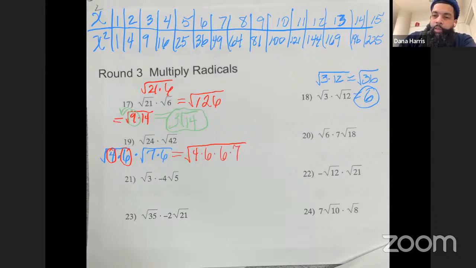So now notice the 4 is the perfect square, and then technically the 6s, since there's 2 of them, we can take out one of them. So we can take that to the front. So basically what you end up with is the square root of 4 is 2, and then times 6, and then you're left with the square root of 7. So you end up with 12 times the square root of 7.